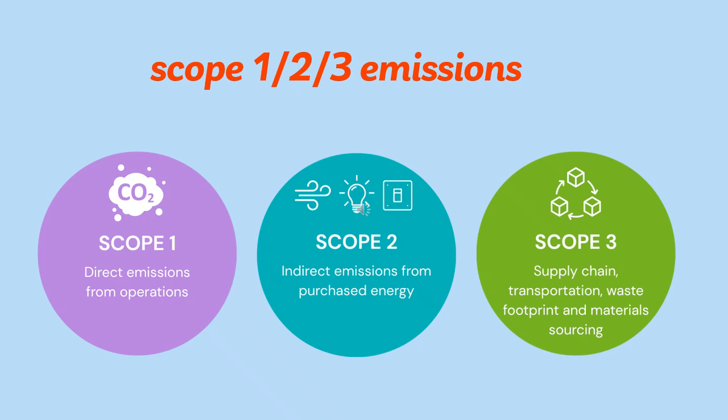So it comes from the direct emissions from those vehicles themselves. Your scope 2 emissions are going to be based around your energy usage. And then scope 3 is pretty much everything else around your supply chain, waste management, your travel and transport, and food choices.